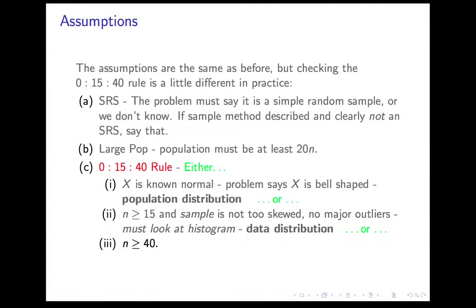Rule 3 is the same as always. If n is more than 40, we're done. So in the example I just did, the first example we talked about, when n was 50, no problem. Meets the 0, 15, 40 rule. The example we just did, Florida, the sample size was, I think 60 or 70, no problem. Assumption is met.